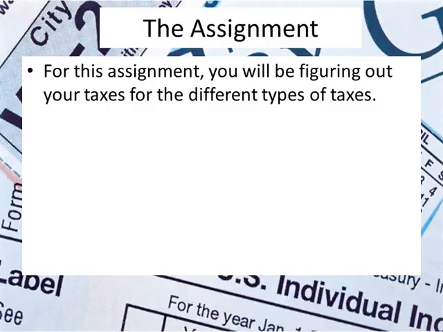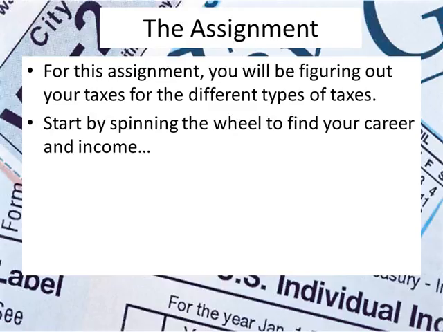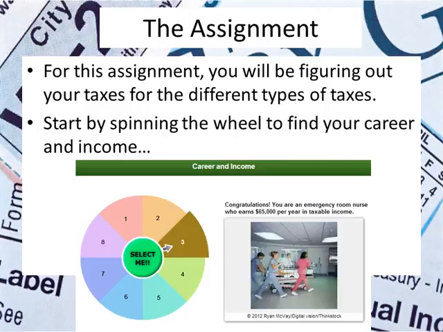So the assignment for this lesson is you're going to figure out your taxes. You're going to be figuring out the taxes based on the different types of taxes, on the different progressivities of taxes. You're going to start by spinning the wheel to find your career and your income. In the lesson, there's a little wheel to spin. You click on Select Me, and it'll give you one of these 8 careers. You can also click on the text only. It'll show you all 8 careers, and you can pick one from there as well.